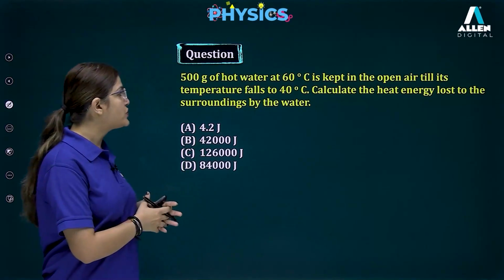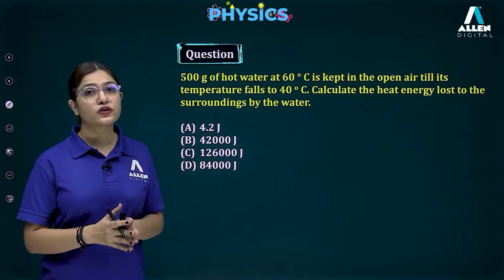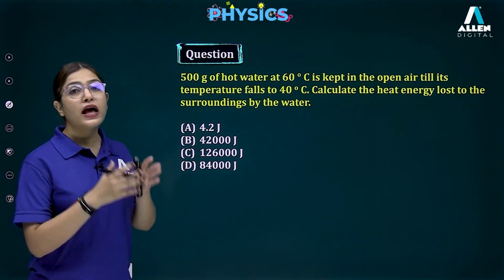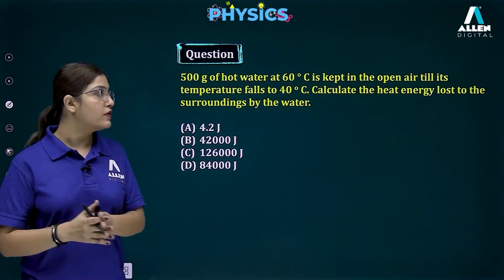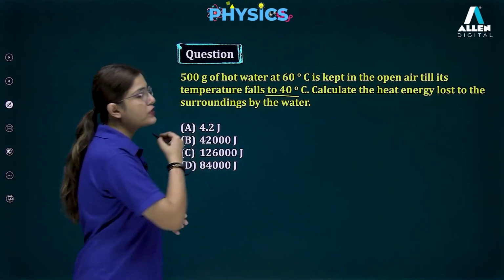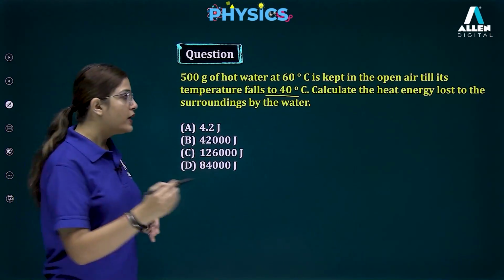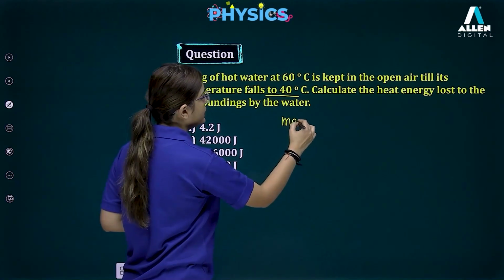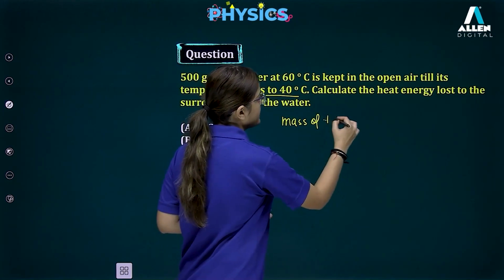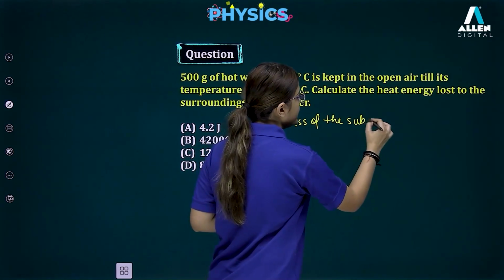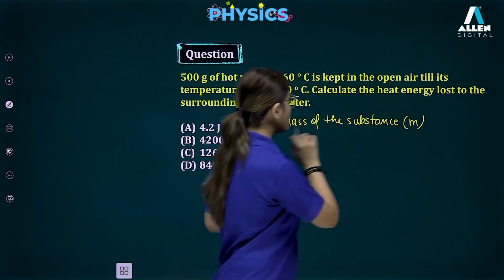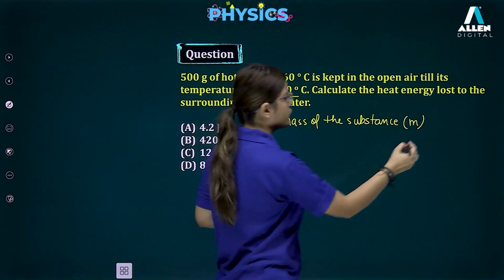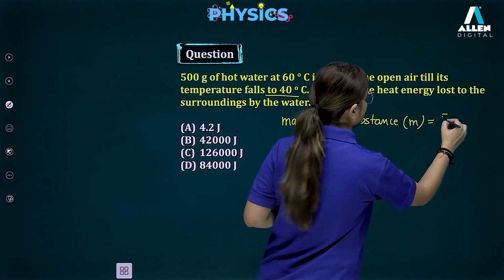We have a very first question. The question says that 500 gram of hot water at 60 degrees Celsius is kept in the open air till its temperature falls to 40 degrees Celsius. Here the mass is given, so we can clearly write: mass of the substance, small m, is equal to 500 gram.